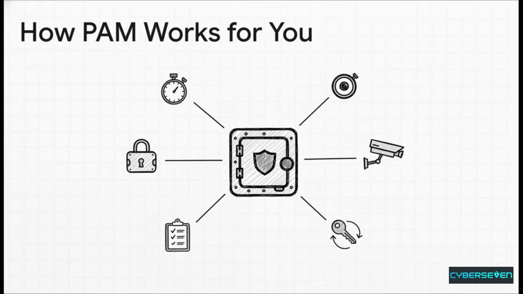So how does it actually pull this off? Well, a good PAM system is kind of like a super strict security guard. First, it locks up all your important credentials in a super secure vault. Then, it only hands out access when someone absolutely needs it and only for the time they need it. That's what we call just-in-time access. Plus, it watches and records everything that happens in a session, enforces rules based on who you are, and even automates annoying but critical tasks like changing passwords.